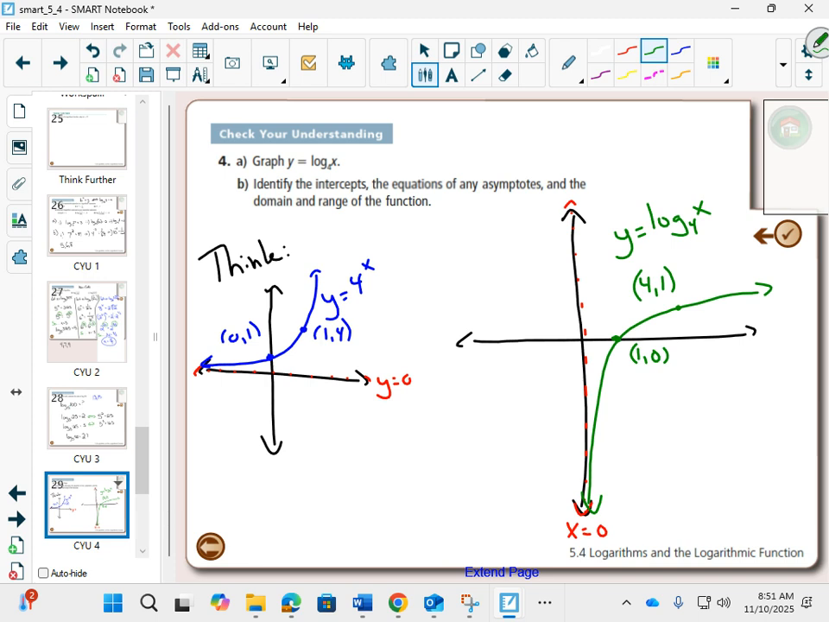So now, on this green graph, does it have any intercepts? Yes, it has an x-intercept at 1, 0. It has no y-intercepts. Does it have an equation of asymptote? We've already labeled the equation of the asymptote. It's at x equals 0. The domain, your x values, are bigger than 0, and your range is everything.